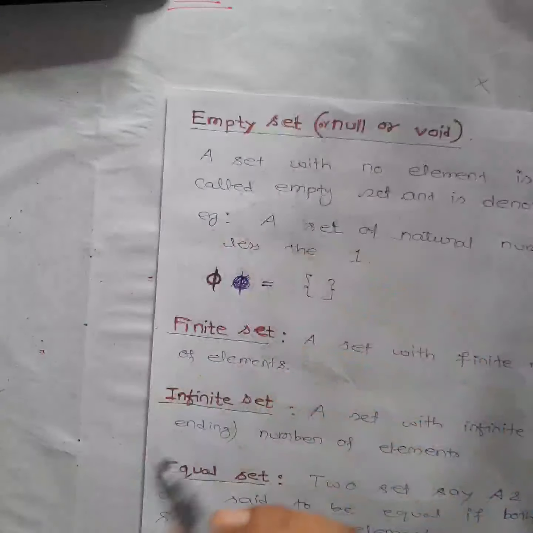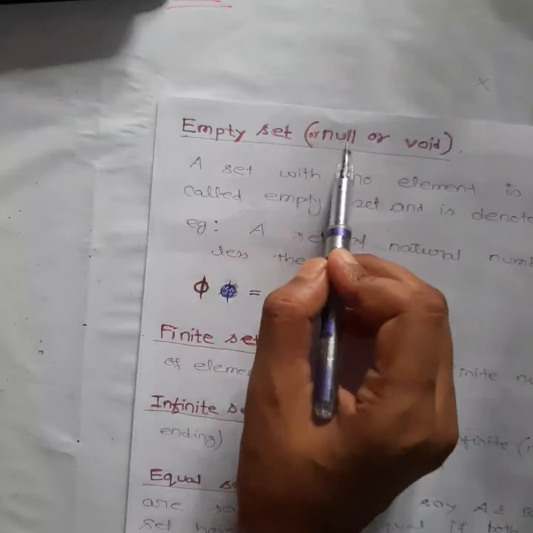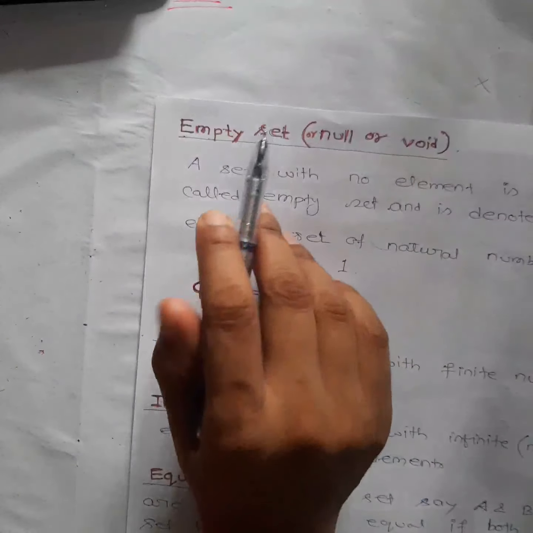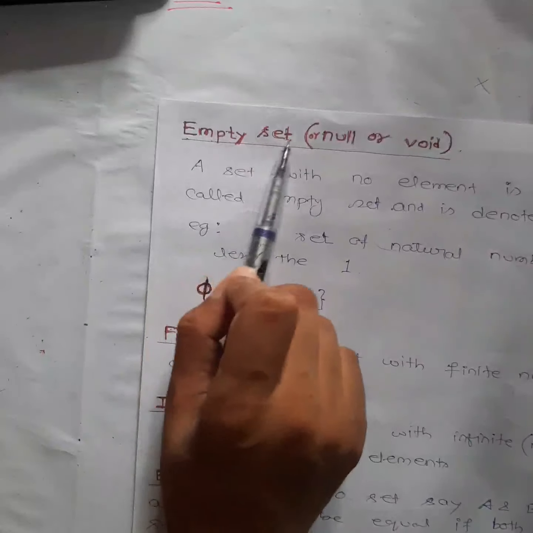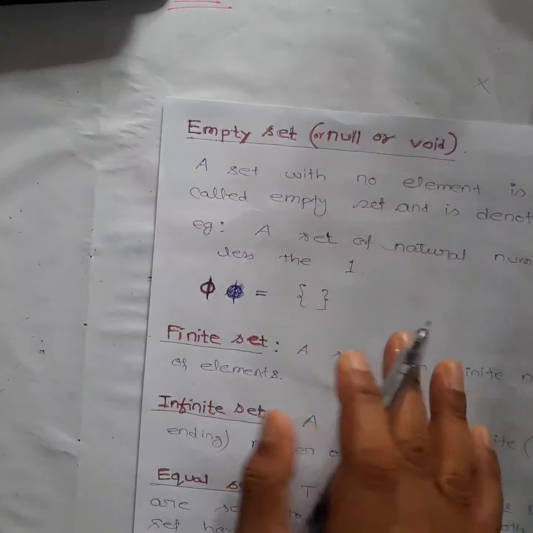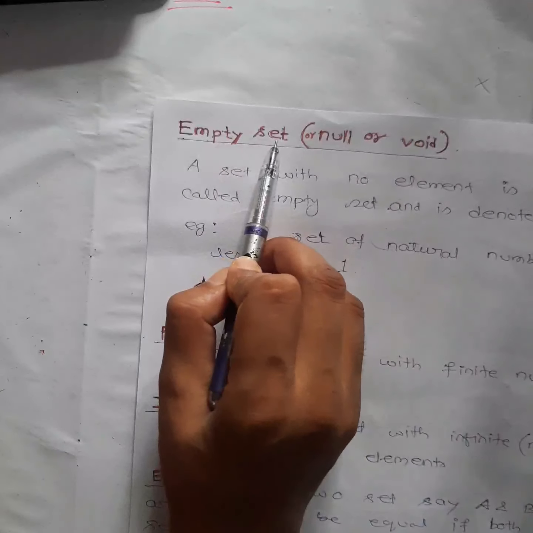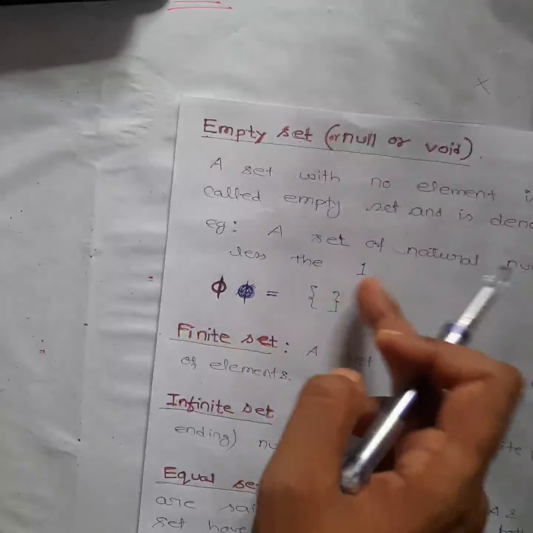Now see the different types of collection we have. Empty set, sometimes also called null set or void set. Whenever they use these words, try to understand they're talking about the empty set only. Now, what is empty? By the word itself you can understand. Empty set, what do you think it will be? In a set there will be nothing, empty.